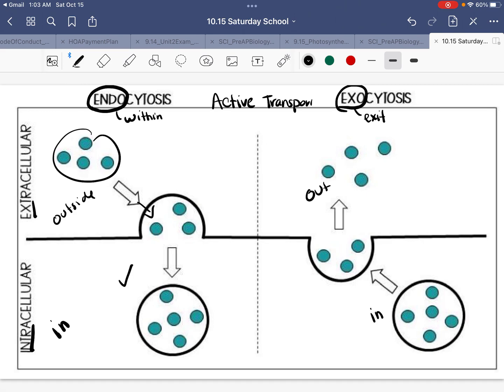So again, endo means to go inside. Think of an endoscopy. They put a little video camera down your digestive system, right? So that's endocytosis. It goes inside. We are inside the cell. On the other hand, exocytosis is kicking something out, whether it's hormones or waste. Again, these are active transport.